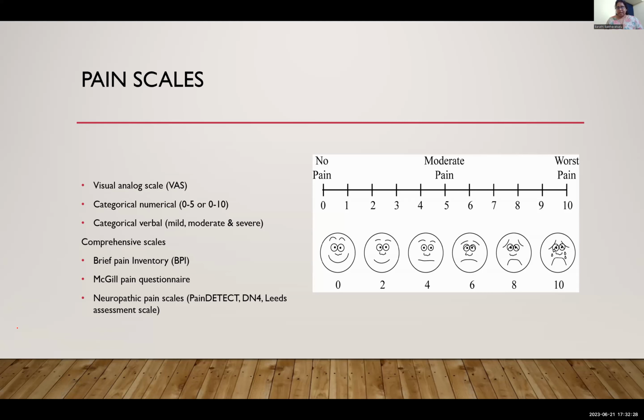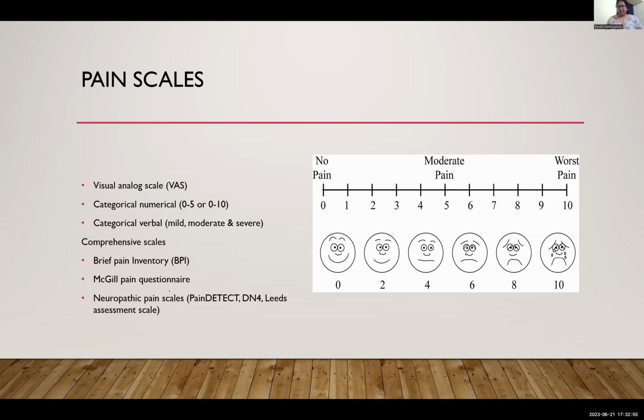The same categorical scale could be asked verbally. So for patients who do not understand numbers, you can ask them, is it little or more or very bad? So if the patient tells you it is mild, it's mild pain. So that is the categorical verbal scale.